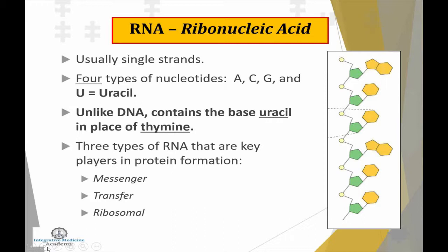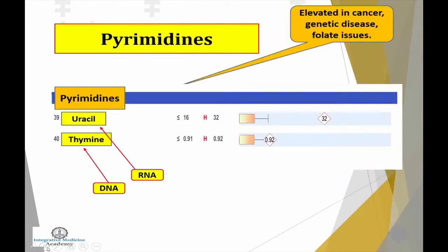Uracil is linked to RNA. Thymine is linked to DNA. So you'll notice on the organic acid test, you've got uracil and thymine. When there is an elevation, it indicates that there's likely some problem happening within the folate system, because folate is linked to the proper formation and function of this pyrimidine system, if you will.